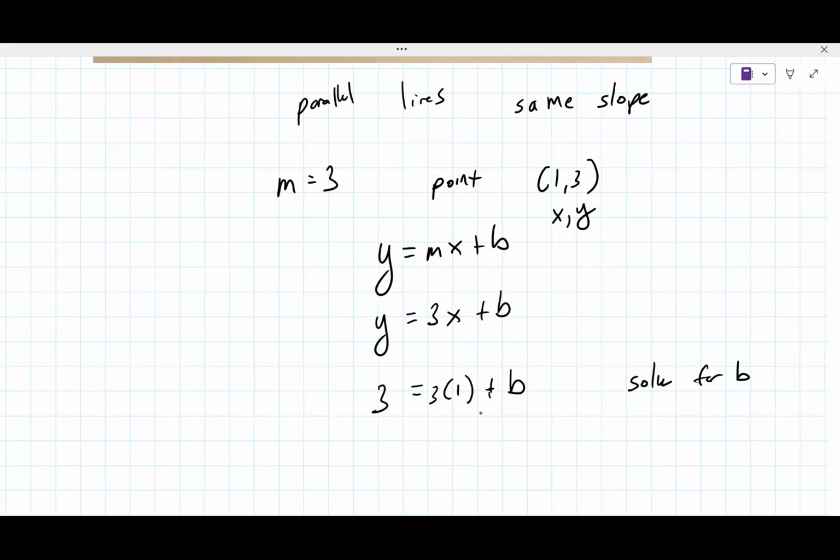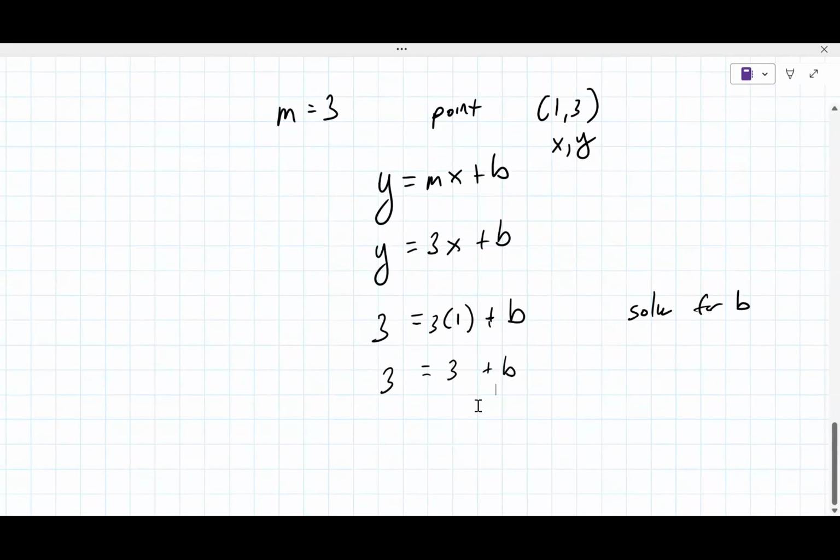Y equals 4. What is 3 times 1? 3. Okay, so you have 3 equals 3 plus b. How do you isolate b? How do you undo this? Subtract. Okay, I'm not sure how you get 4. What is the value of b? The value of b is going to be 0.